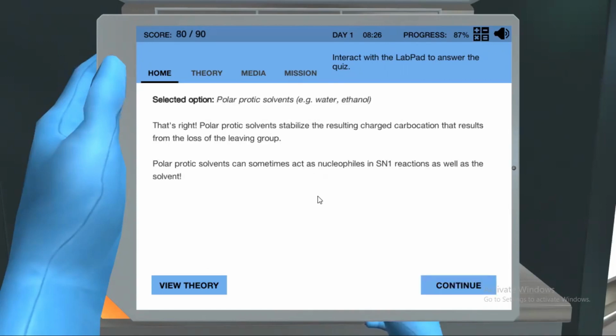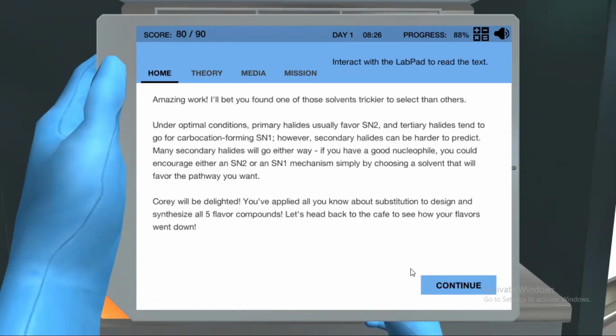That's right. Polar protic solvents stabilize the resultant charged carbocation that results from the loss of a leaving group. Polar protic solvents can sometimes act as nucleophiles in SN1 reactions as well as a solvent. Amazing work. I'll bet you found one of those solvents trickier to select than others.